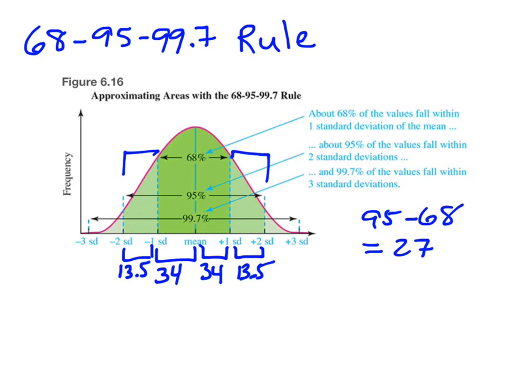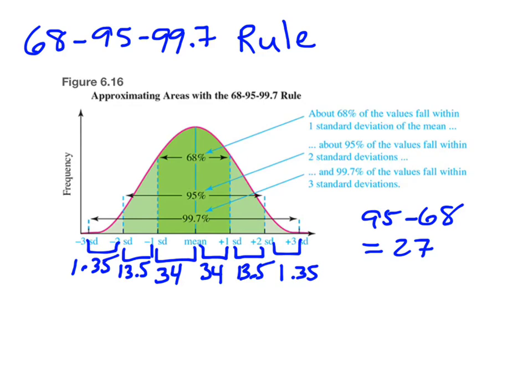Similarly, we know that 99.7% of all data values lie within 3 standard deviations of the mean. So if you subtract 95% from 99.7%, then in these 2 regions, we have 2.7% of the data, and dividing that in half, we have about 1.35% in each of those areas. And then you can combine those as needed.